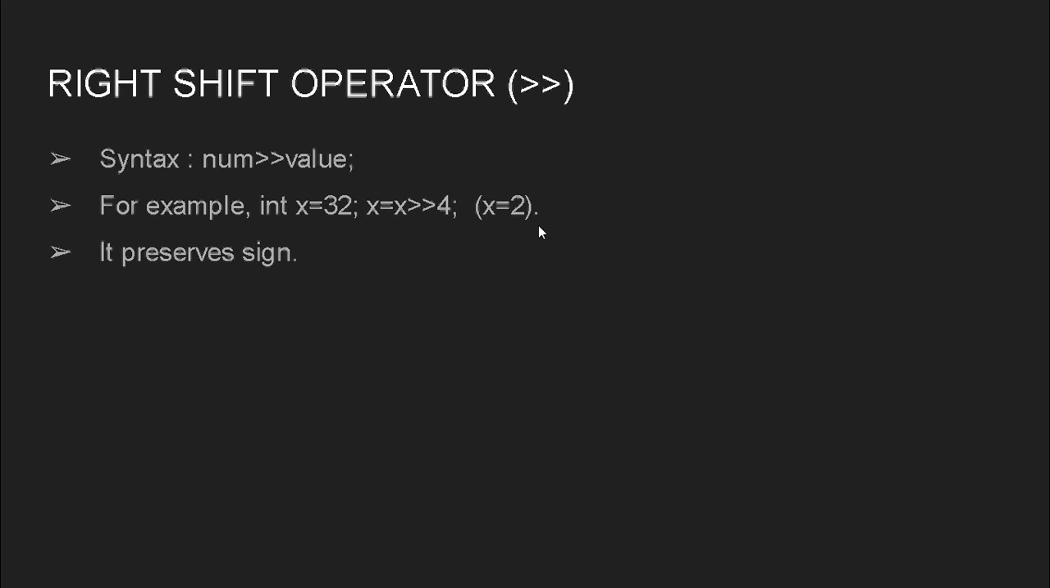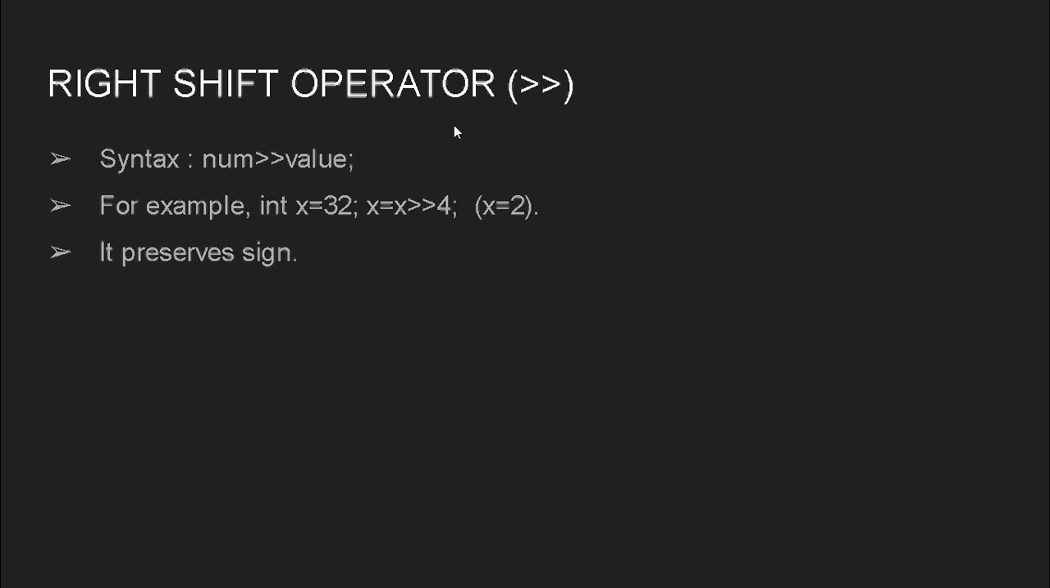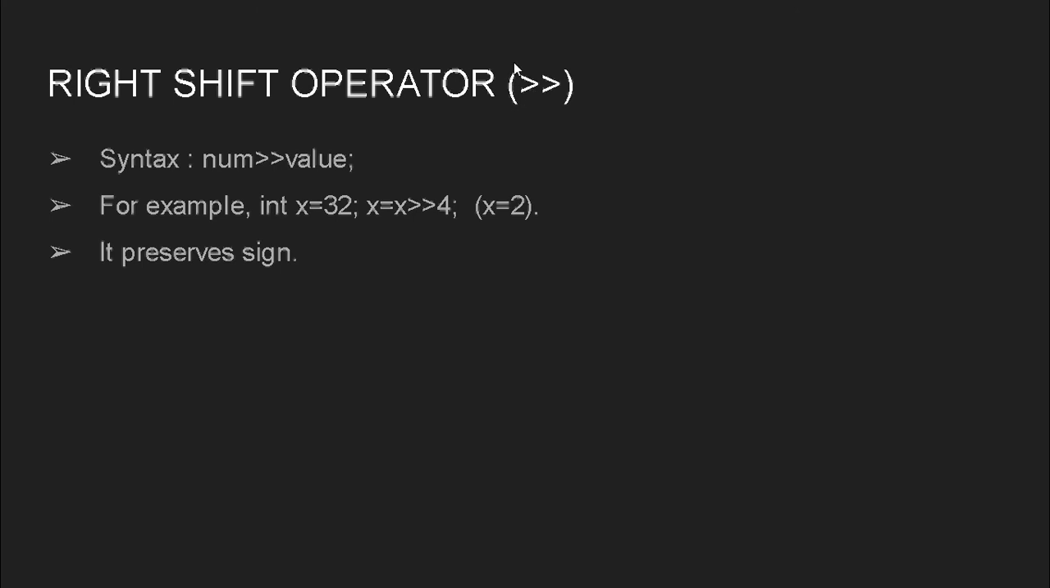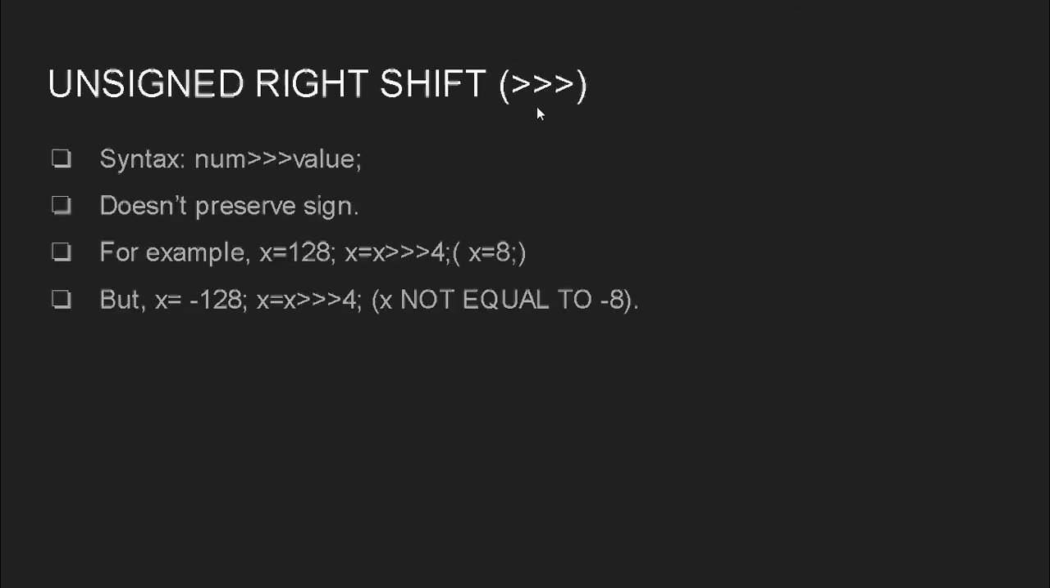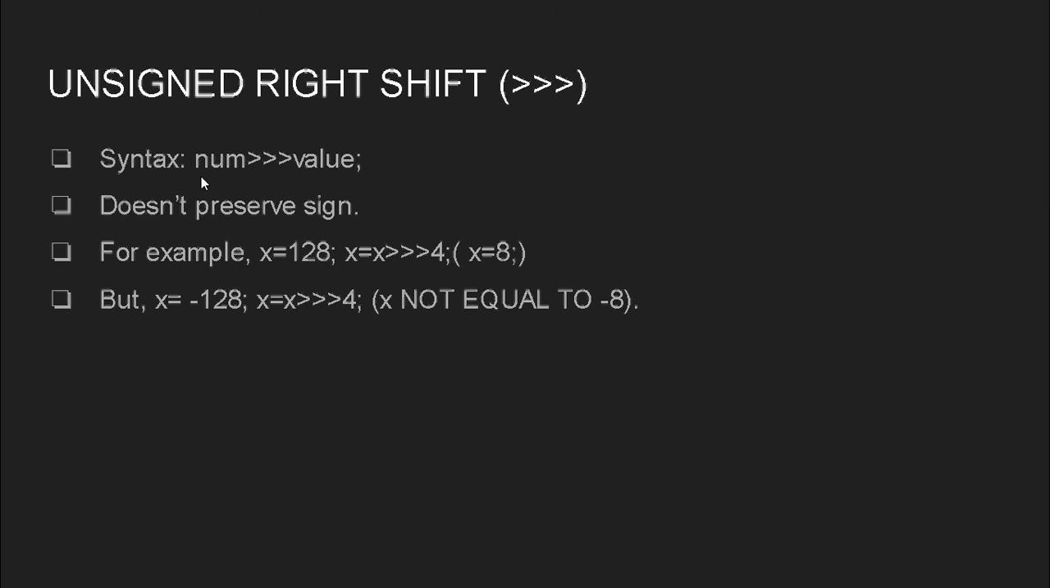Okay, so now the unsigned right shift. Here there is a difference between this operator and that operator, because in this operator only two greater than signs are there, and here three greater than signs are there. So what is the difference between this operator and this operator? That is going to be the next question which is going to come to your mind. So now let me explain that. The syntax is going to remain almost the same. The only difference is going to be the three greater than signs.